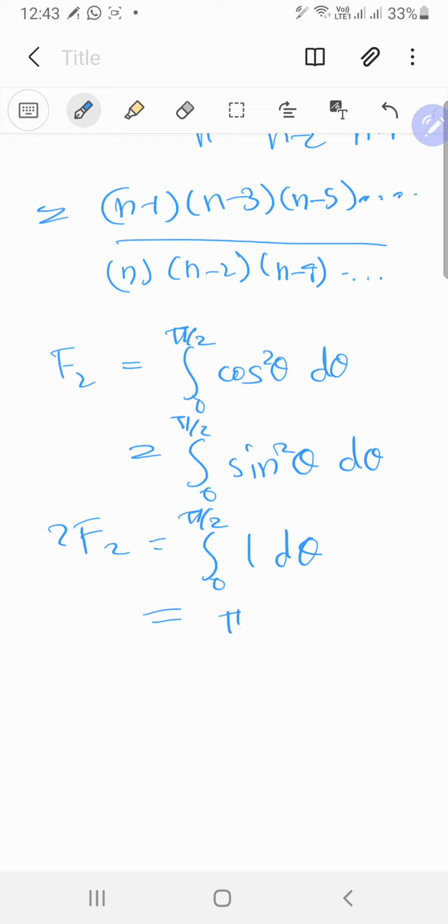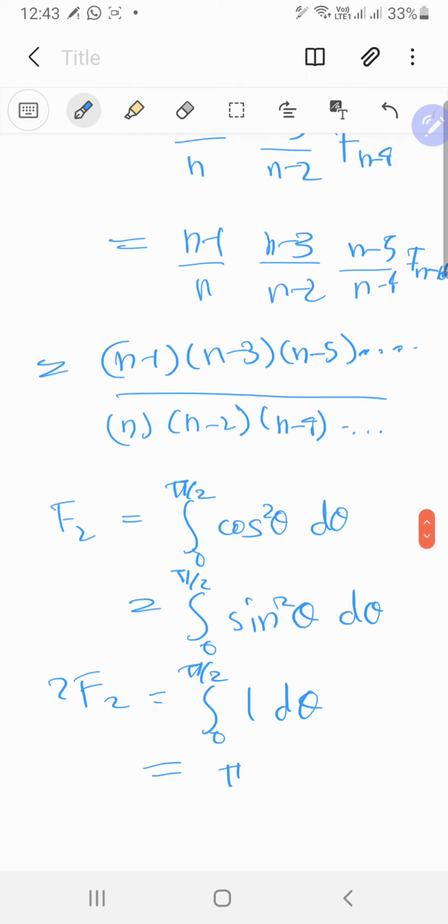Wait, it's kind of weird. Should it stop at cosine squared theta, or what is this? That would be pi upon 2 radians. Whoa, that's weird. Wait, what about f0, cosine power 0 theta? Yeah, you could also do that. So cosine squared theta from 0 to pi upon 2 is going to go from 1 to 0, something like that. Yeah, cool.